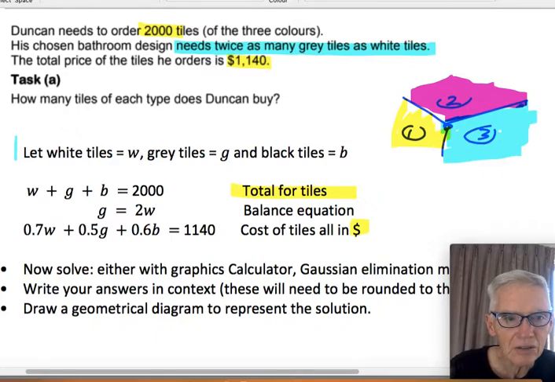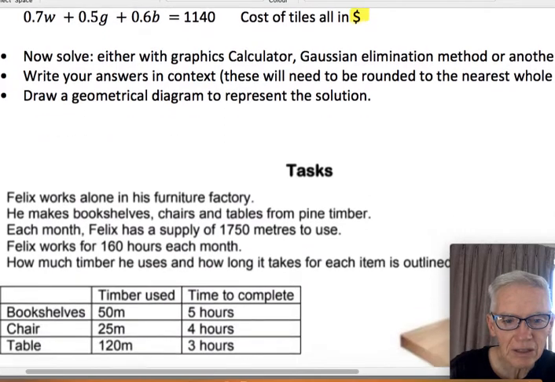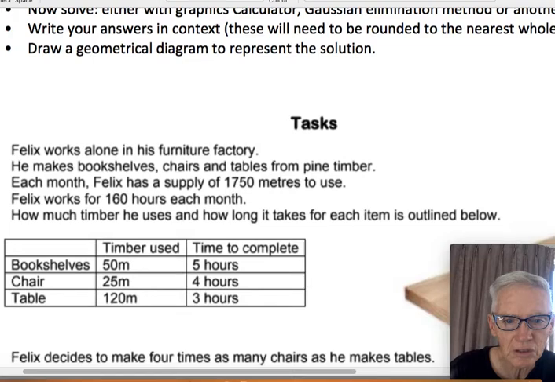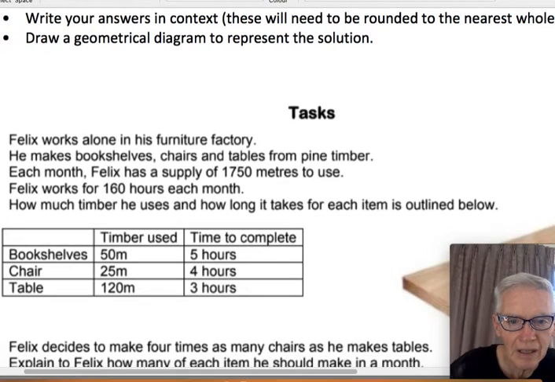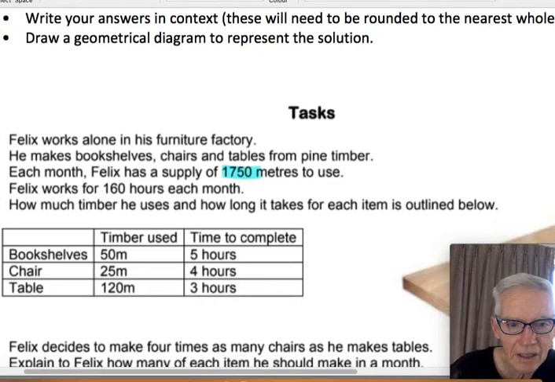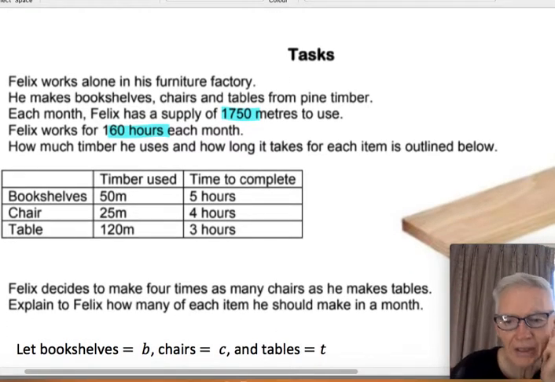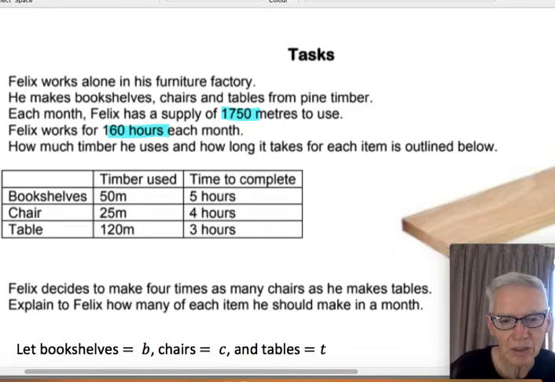Let's go ahead and do the second equation here. Right, we've got Felix works alone in a factory. He makes bookshelves, tables, and chairs. He has a supply of this, so this is a total, and he works a total of 160 hours. So we're going to have two totals, and we've got total of timber. Now we haven't got a third one here yet, so let's first of all let bookshelves equal B, chairs C, and tables T. So we can write the total equation now.